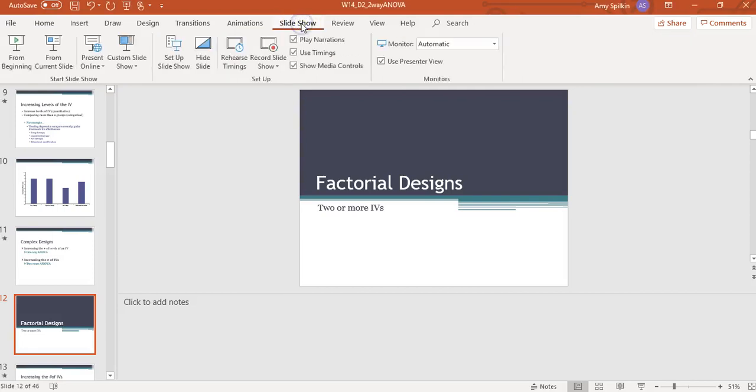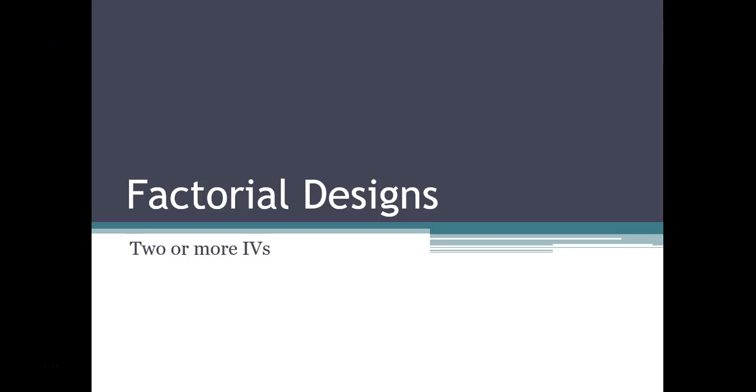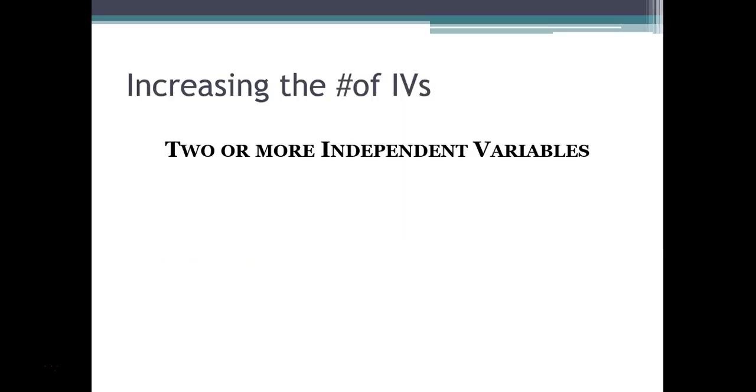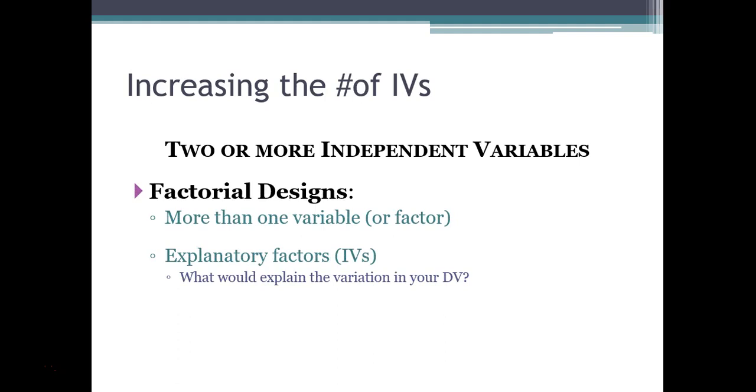Hello everybody, today we're going to talk about factorial designs, which is when you have two or more independent variables. When you increase the number of independent variables, we call that a factorial design. And you can have two or more. In this case, we're going to talk about two independent variables. And the independent variables then become called factors. Each independent variable becomes a factor, and therefore we have a factorial design.